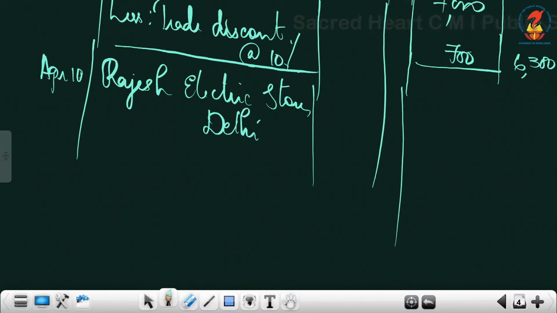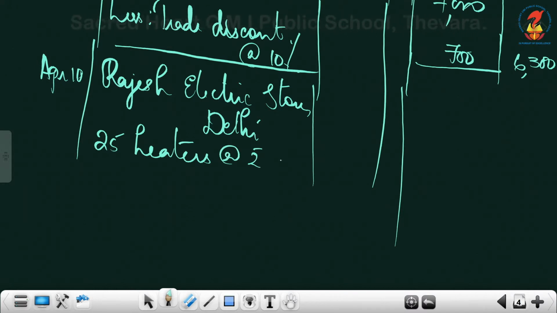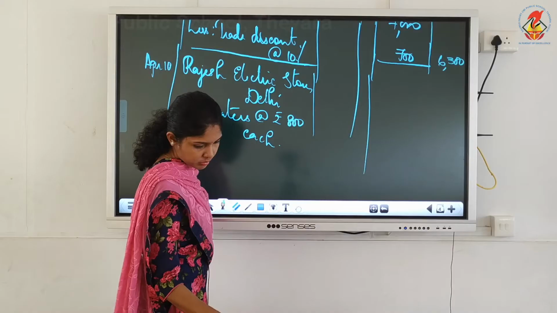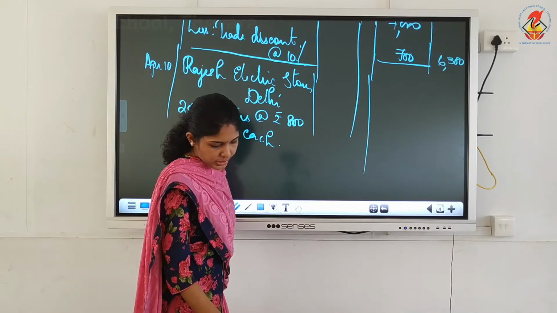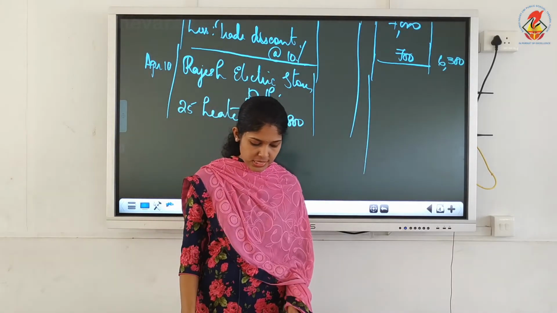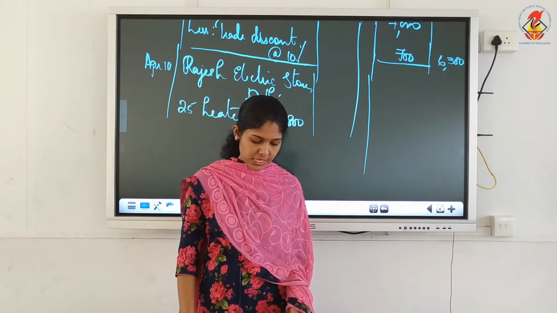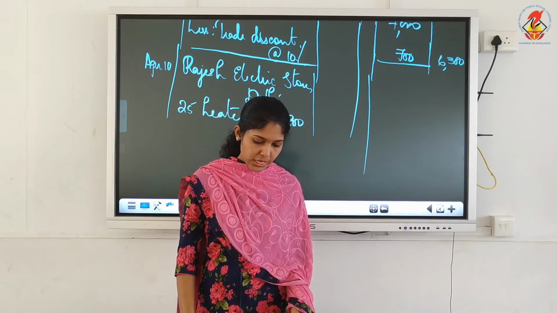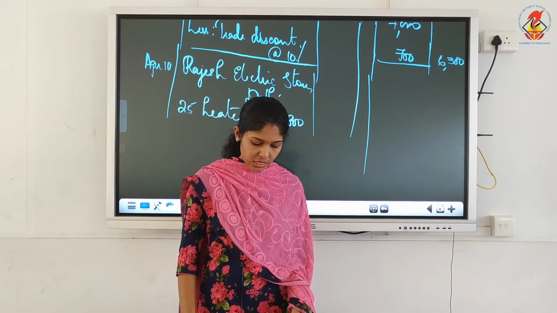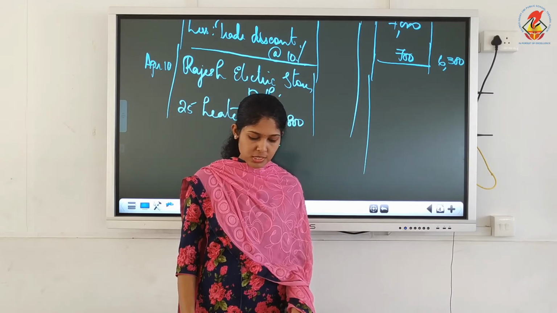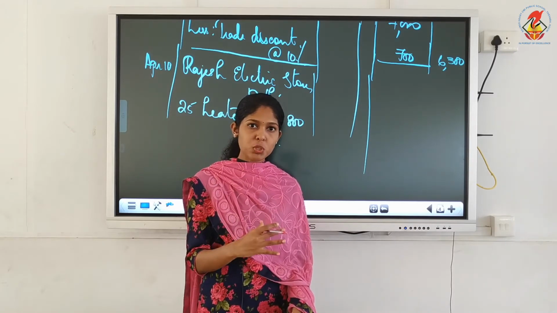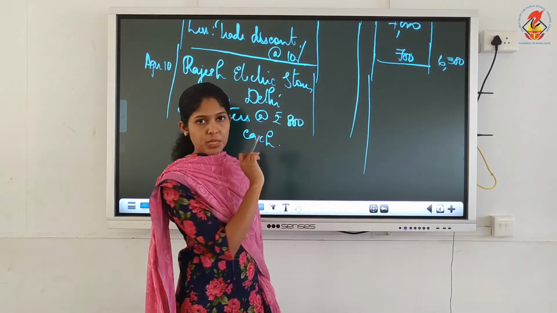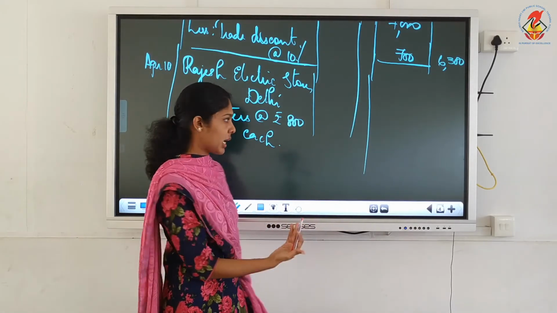The items are 25 heaters at 800 each. Okay, trade discount is given there. Did you see 25 heaters at 800 each, 10% trade discount. Then 15 Crompton fans, again 10% trade discount. Trade discount we will compute on the total like we did for the previous question. Individually you don't have to calculate now.